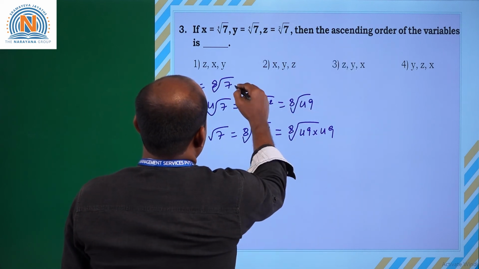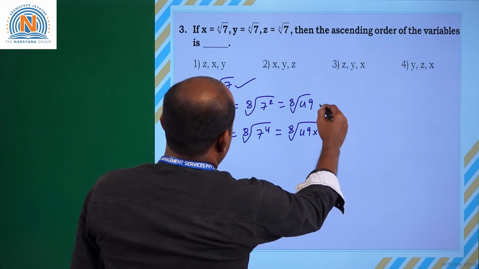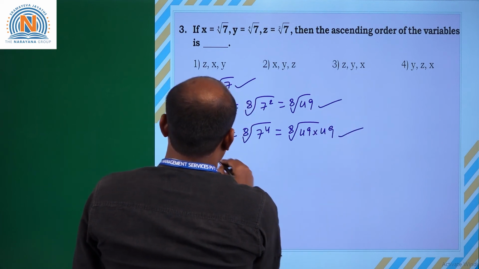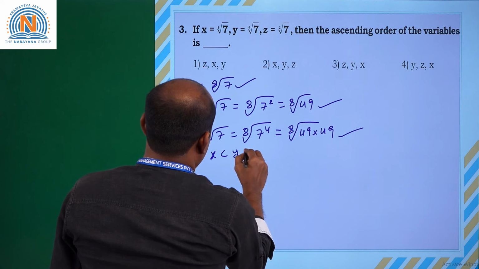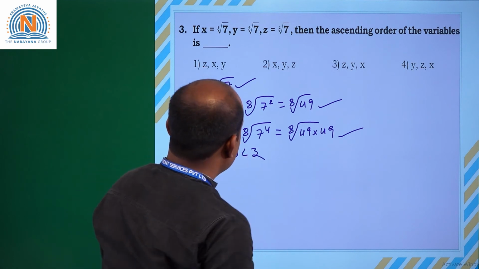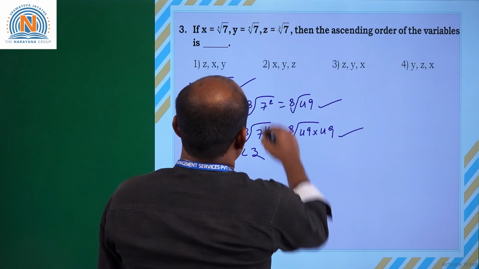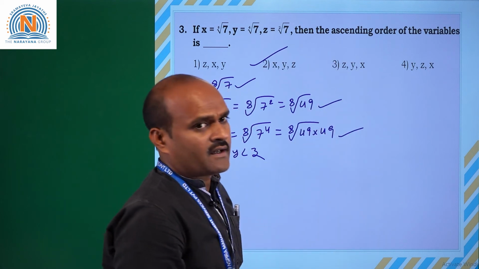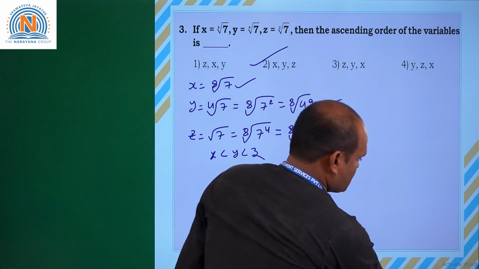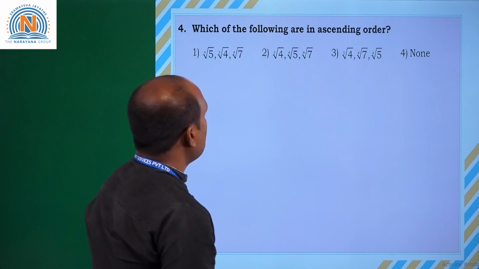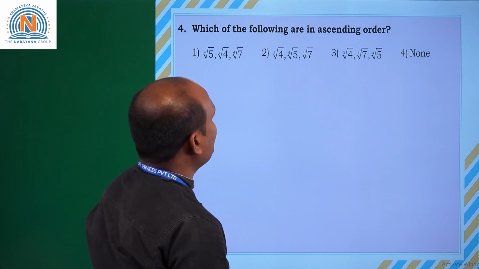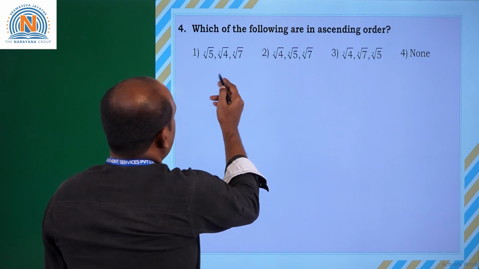Now he is asking the ascending order of the variables. Which one is the smallest? x is the small one. Next y, after that z. So x is less than y is less than z. So the correct answer is x, y, z. Option 2 is the correct answer, right? Coming to the next one. Which of the following are in ascending order?